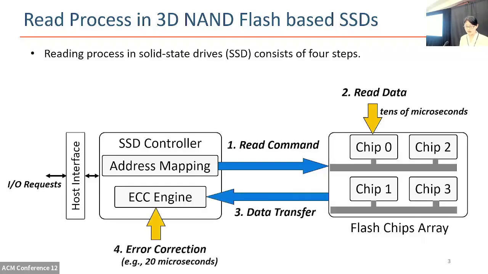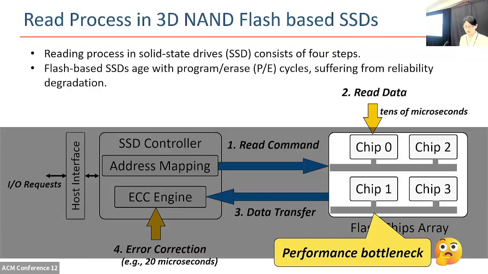Next, the read data will be transferred to the ECC engine for error correction. If the data can be successfully read, it will be transferred to the host. However, this process is not always successful as flash chips age with program erase cycles, leading to reliability degradation issues. So steps 2 to 4 may need to be repeated. That is, there is a performance bottleneck in reading the flash chips.